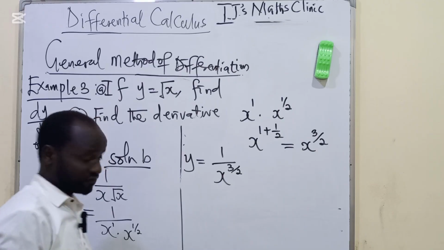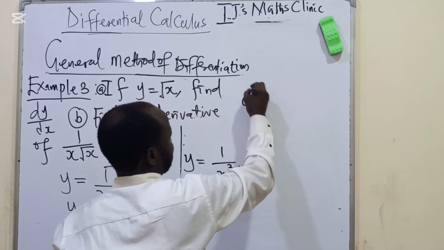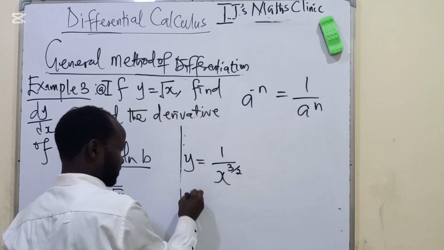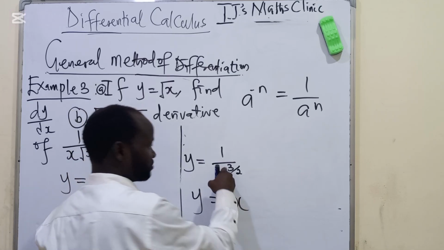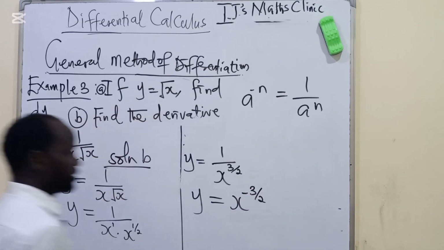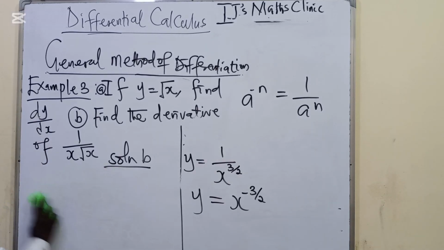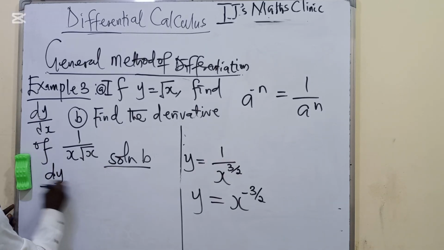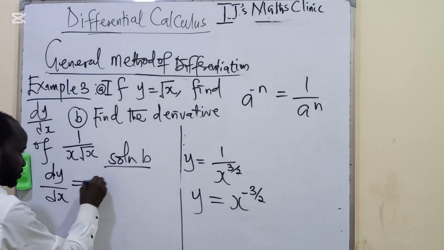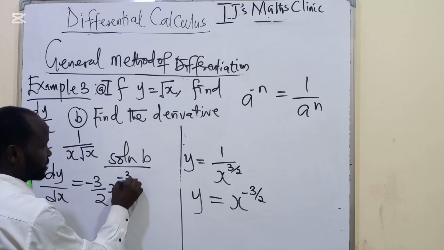We still apply the negative law of indices here. Recall that if we have a power minus n, it will be equal to 1 divided by a power n. So this is the same thing as y equals x power minus 3 divided by 2. This is a positive power; when we take it up, it becomes negative, minus 3 divided by 2. So at this junction, we can find the change in y with respect to x after this simplification. The power minus 3 divided by 2 will drop down to multiply this x, and the power will reduce by 1.